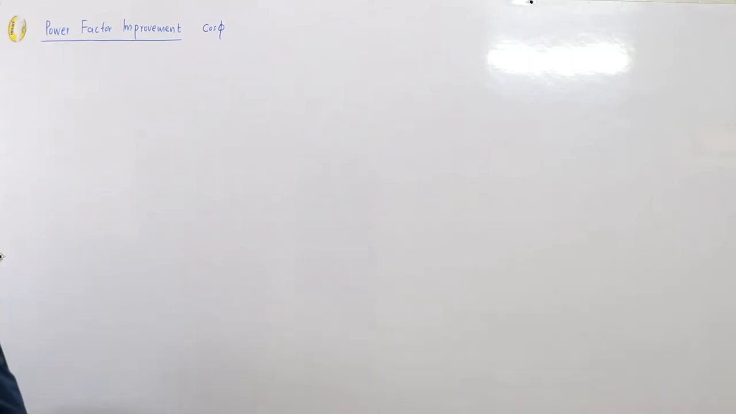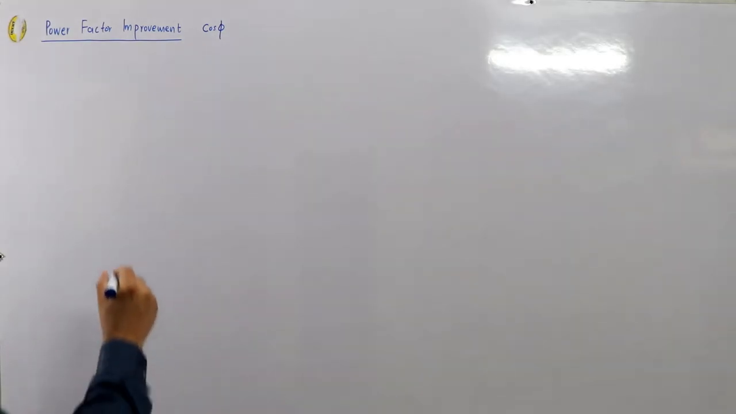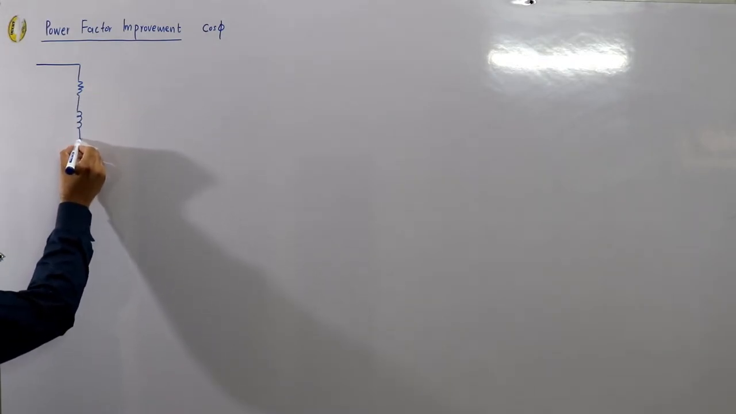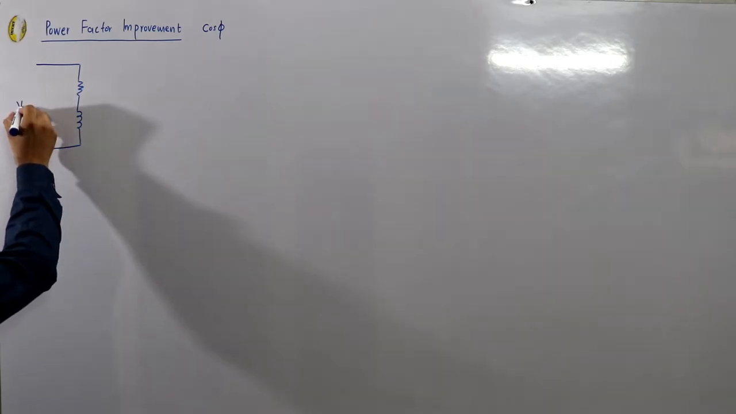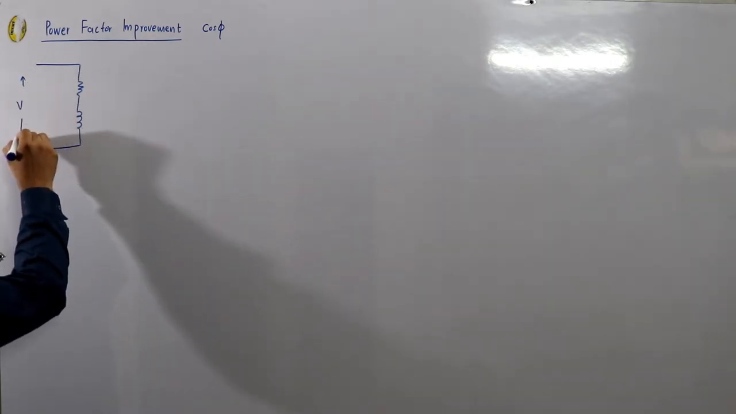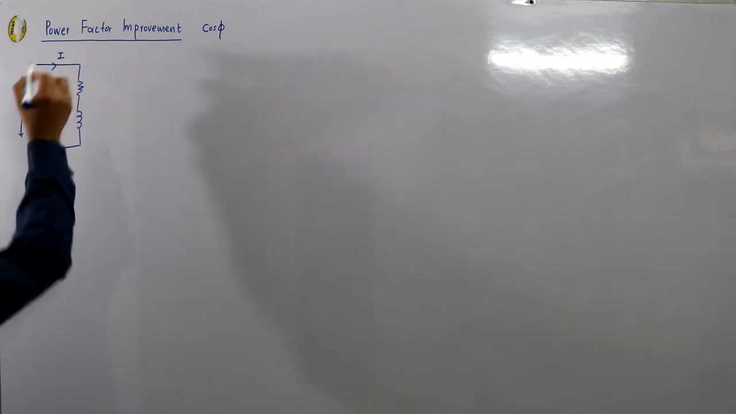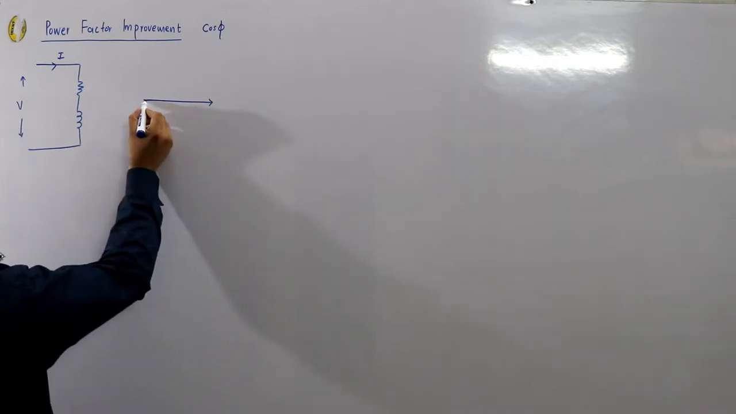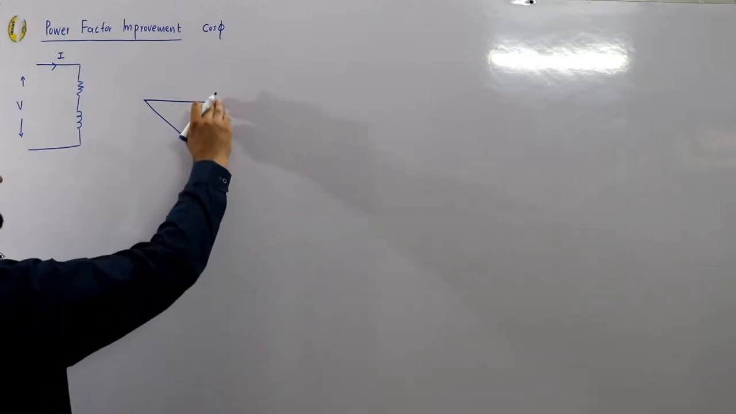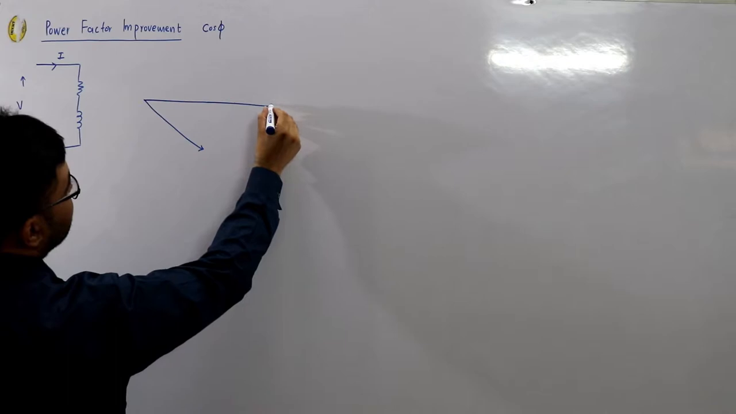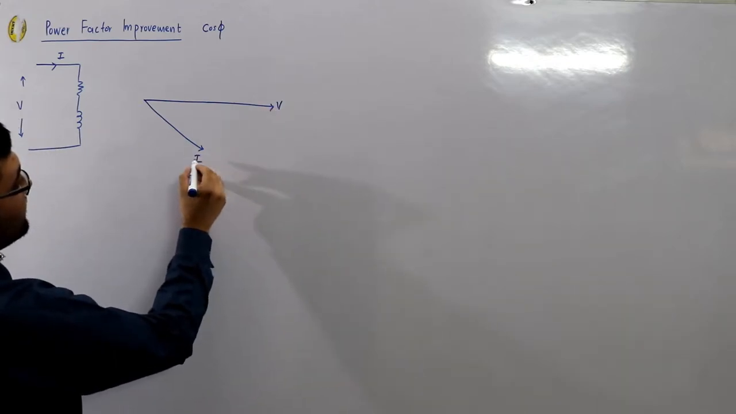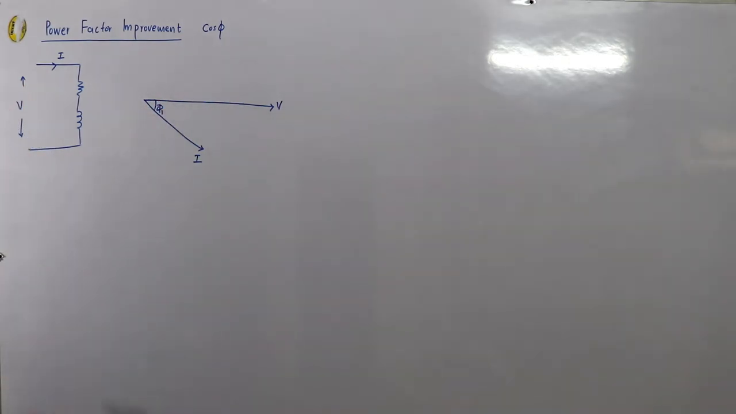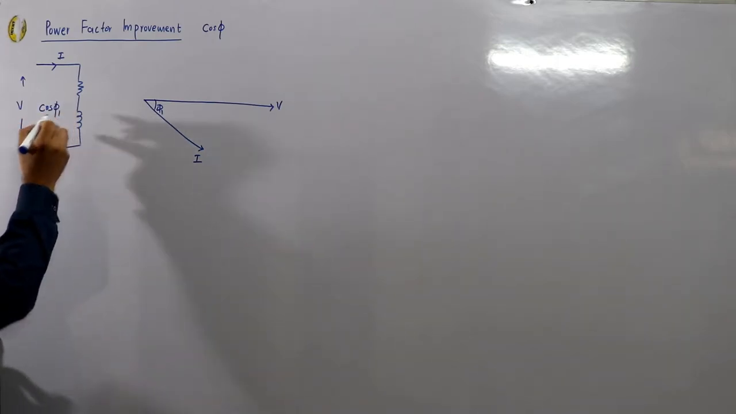I will talk about it this way: for instance, you've got a voltage supply V across a load, and that load is an RL load. So if you have an inductive load connected across a supply V, a current I is flowing. The voltage reference is this one, and the current is lagging this voltage through an angle, for instance, phi 1. So this one is operating at a power factor equal to cos of phi 1.